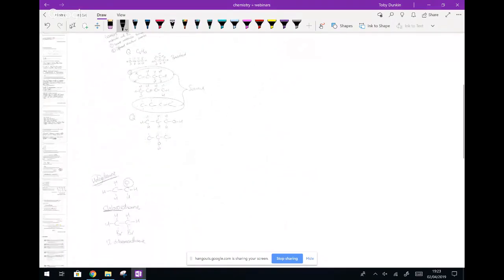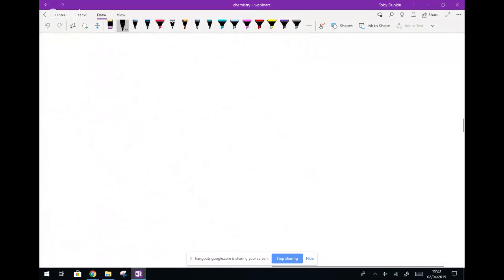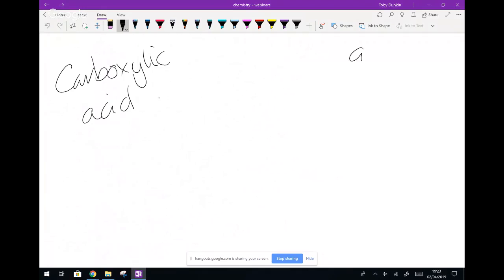Right, after the alcohol family comes the carboxylic acid family. Now, you'll notice with the alcohol, just going to put alcohol over here, had R bond OH.